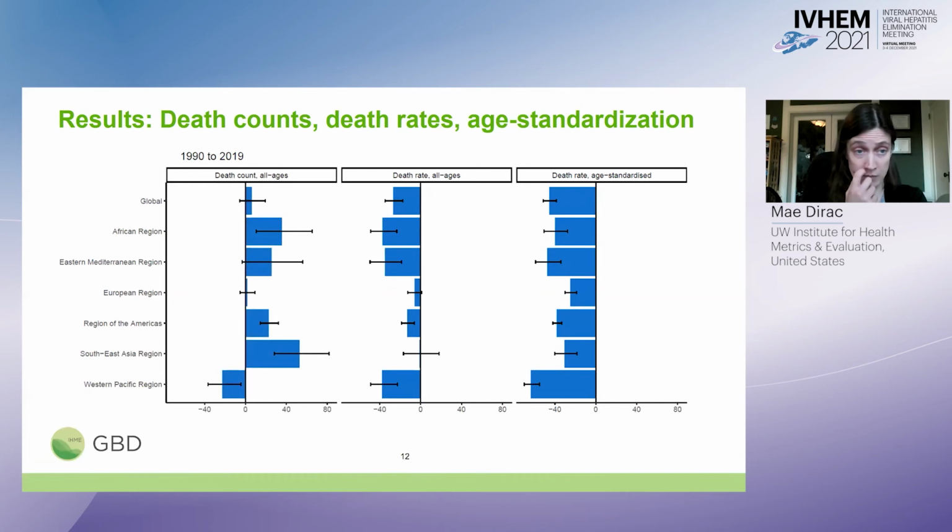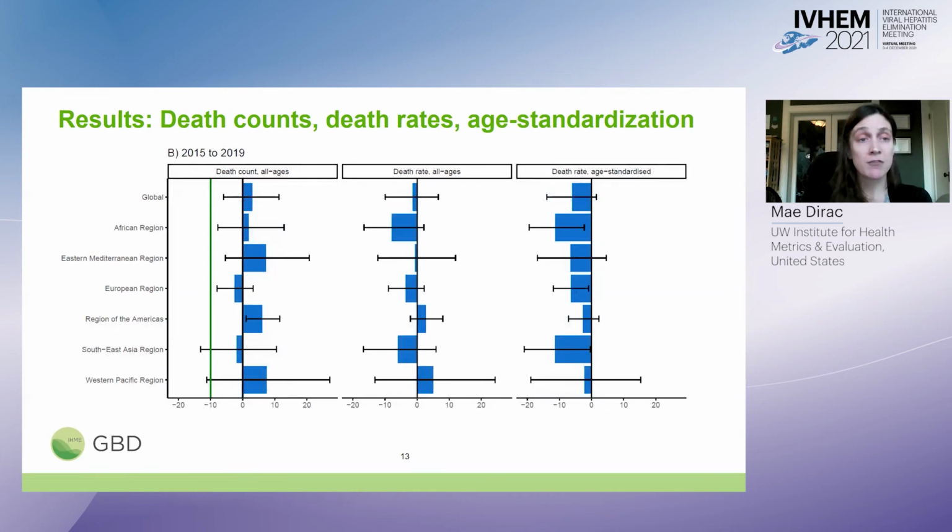Another demographic force that we need to consider as well is population growth. If we look here on the left at death counts, we see that only the Western Pacific region had a net negative change in HBV-related deaths between 1990 and 2019 by our estimates, and every other region had an increase in deaths because of the combination of aging and here population growth as well.